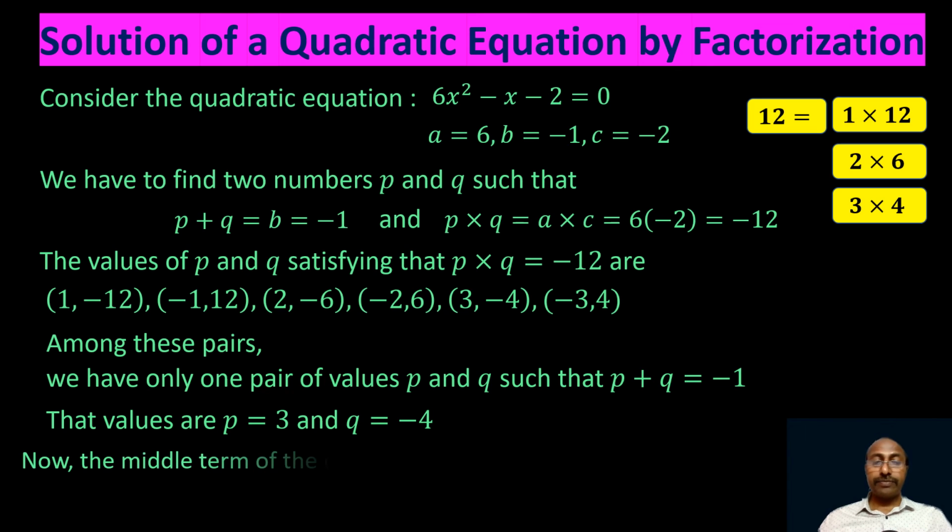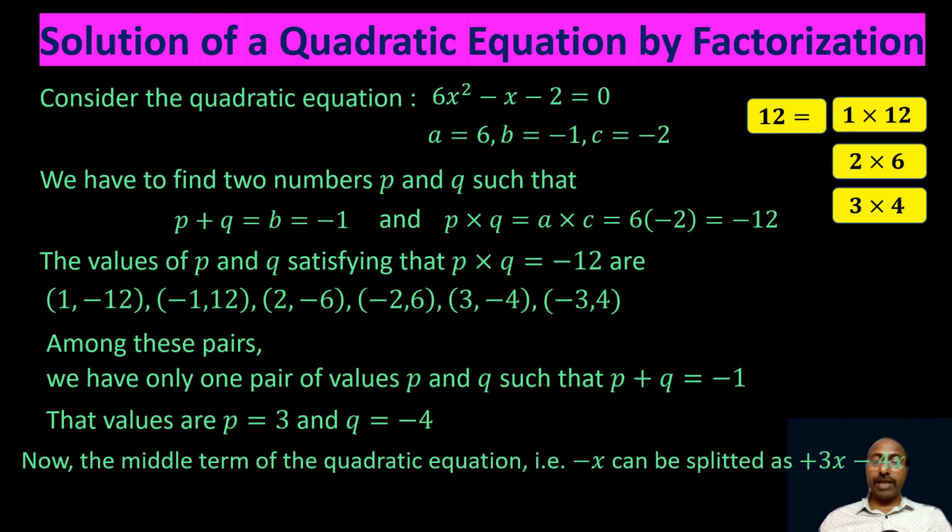Now the middle term of the quadratic equation, that is -x, can be split as +3x - 4x, because just now we noticed that -1 is equal to +3 - 4. So we are splitting -x as +3x and -4x. Now let us see how to solve the equation.